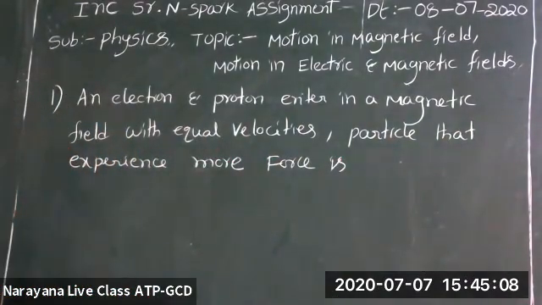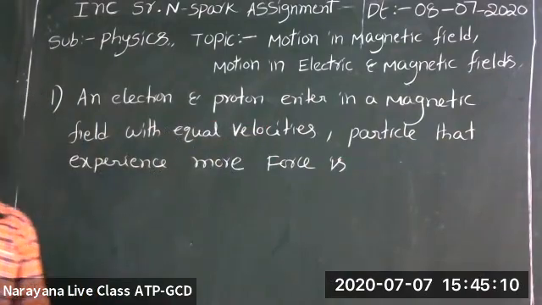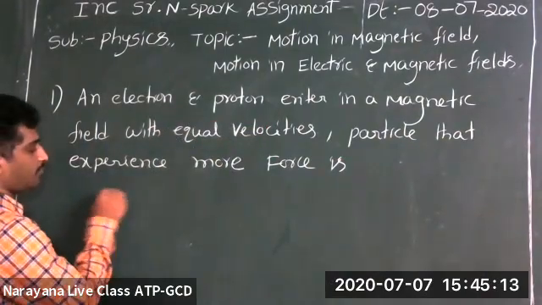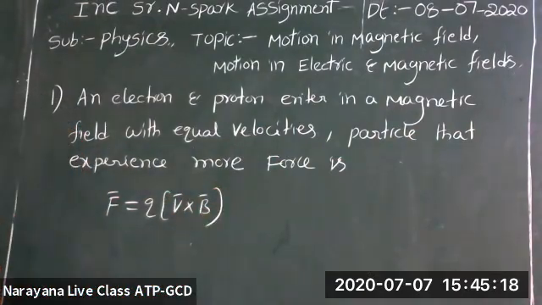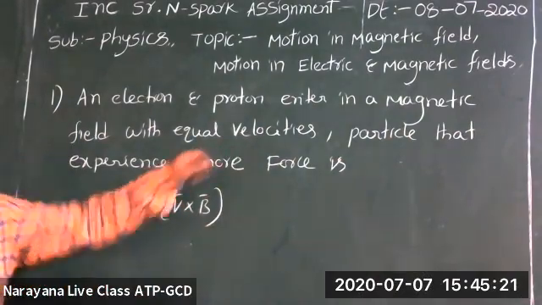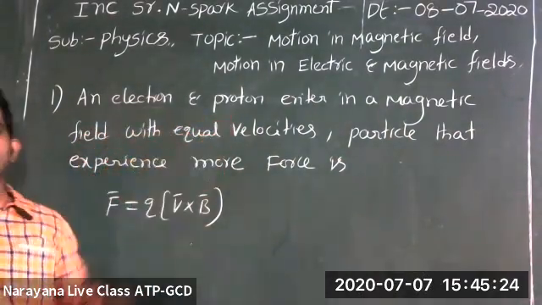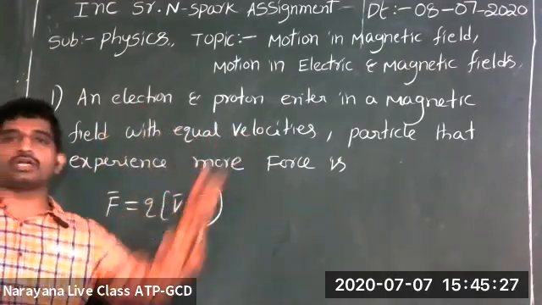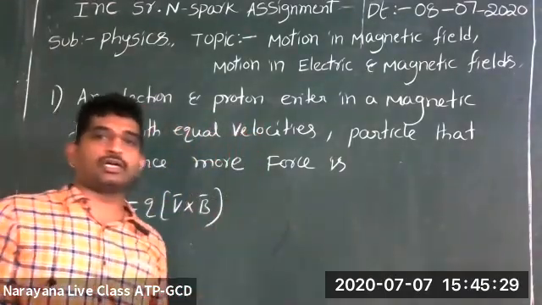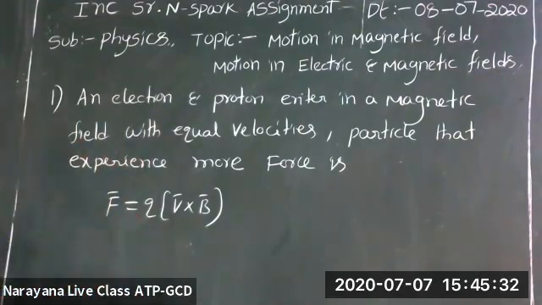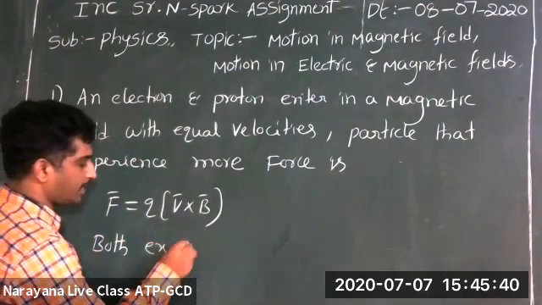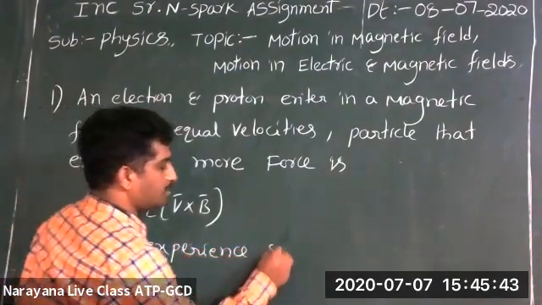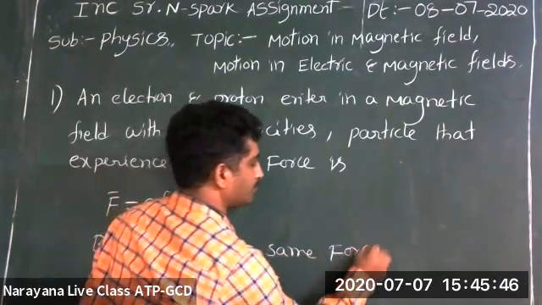So here, an electron and proton enter in a magnetic field. Force formula, F bar equal to Q into V bar cross B bar. Here magnetic field is same, velocity is also same. Q is the charge of the electron and proton, which is also same. So each one experiences the same force. That means both experience the same force. This is the correct answer.